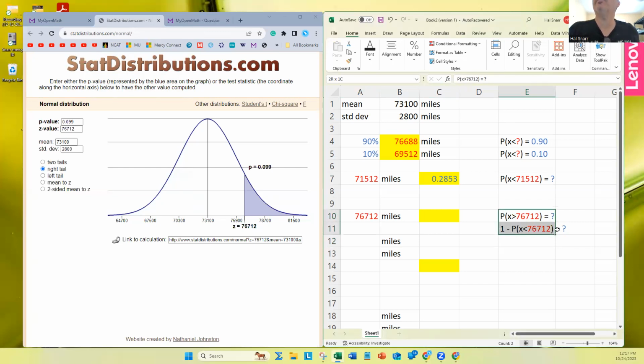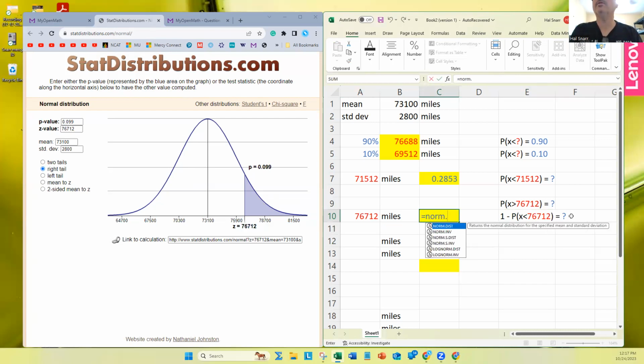I'm going to move this up here. Okay. So the first thing I'm going to do is calculate this probability. So I want this probability right here, right? Well, let's just do this. Equal norm dot dist. We use norm dot dist because we're given a value on the horizontal axis, right? We have this value x. We have a value on the horizontal axis, so we need to use norm dot dist.